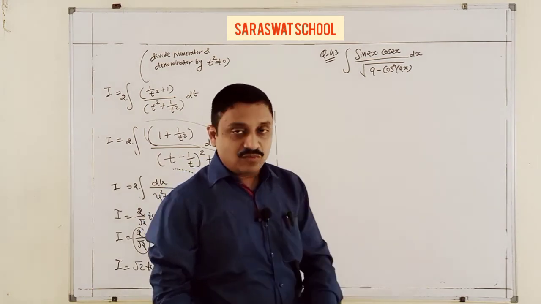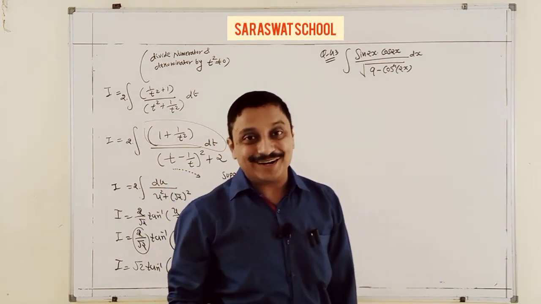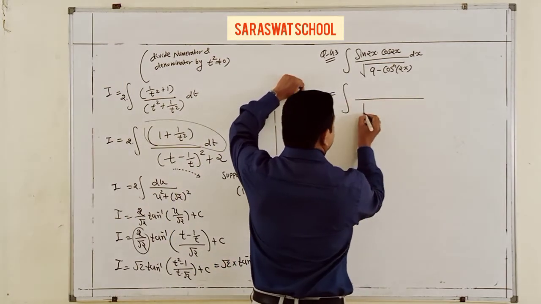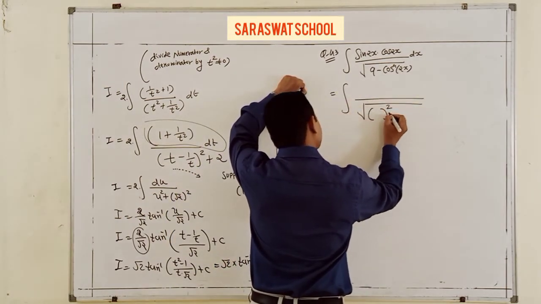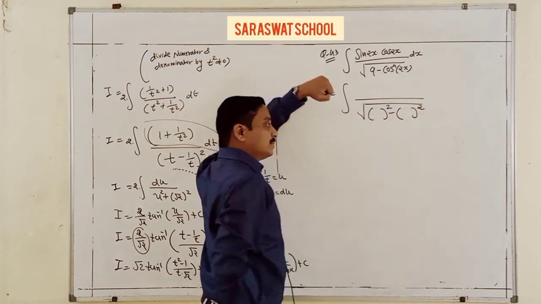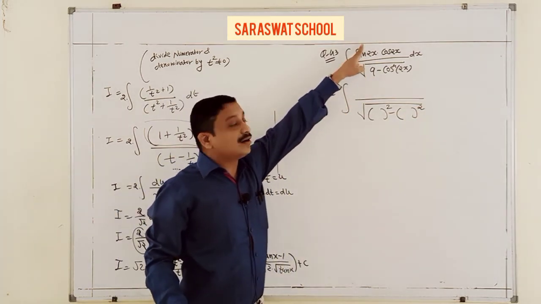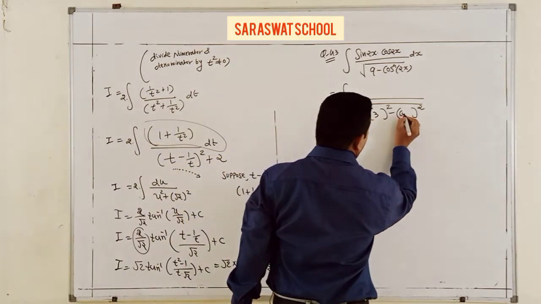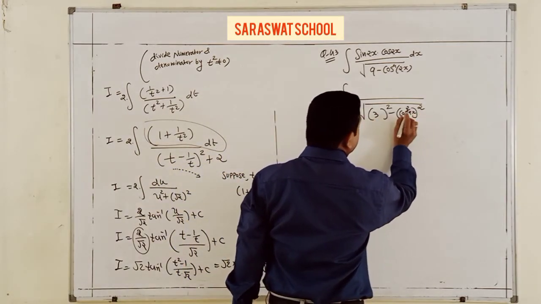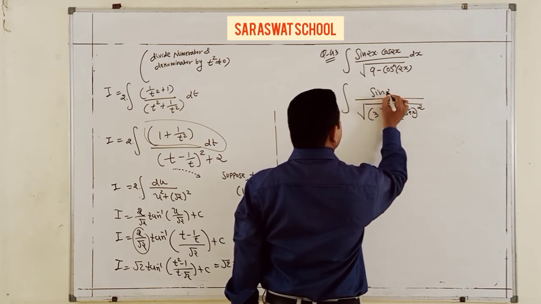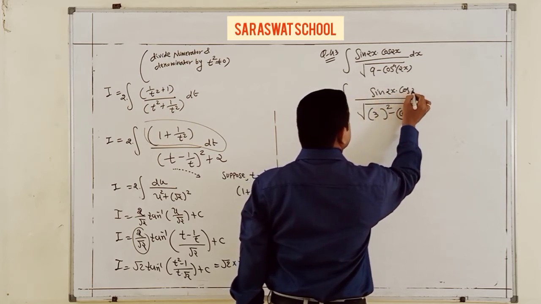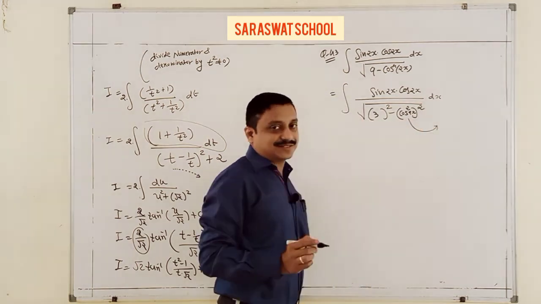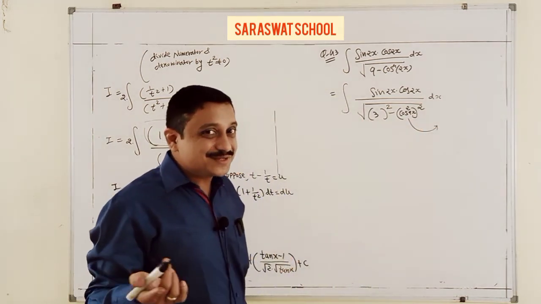Whenever you have a 4 power only in the denominator, not in the numerator, and the numerator is a square power, you can write it as a square minus b square. If you have 4 power down and 2 power up, then division is possible. Here 3 square, here cos square 2x, and the same sin 2x cos 2x dx. Here I take the solution, and it is easily going to be found.